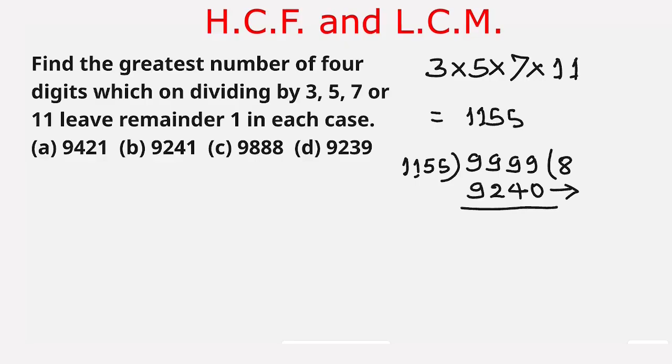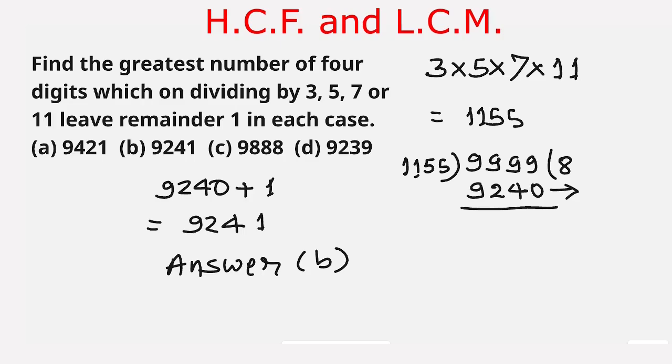Now the remainder in each case is 1. So we will add 1 to it. 9240 plus 1 is 9241. And this is our answer. From the given options, our answer is option B, 9241. I hope you have understood the shortcut method of finding the answer from the options and the regular method. We go to the next question.